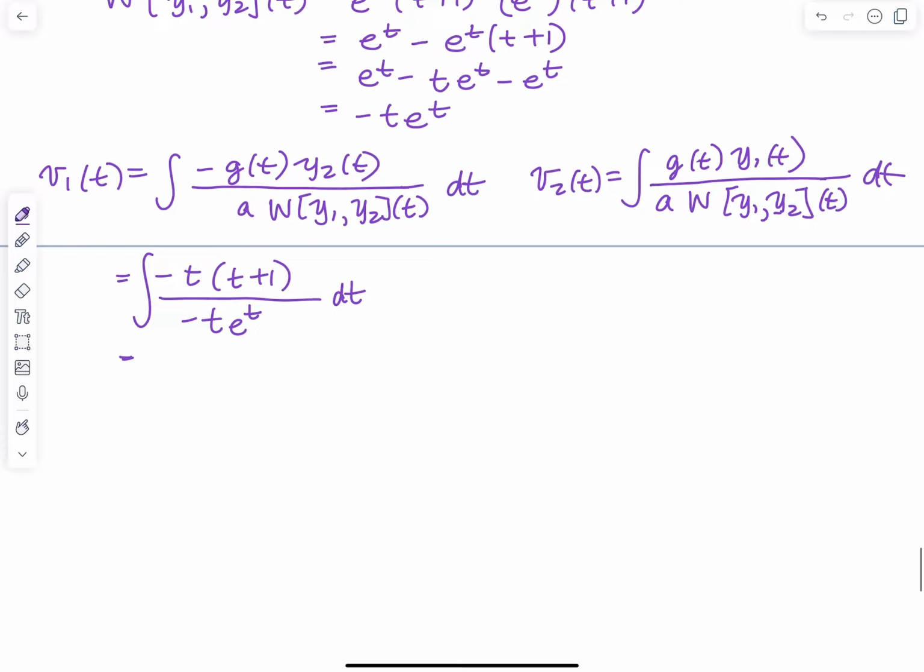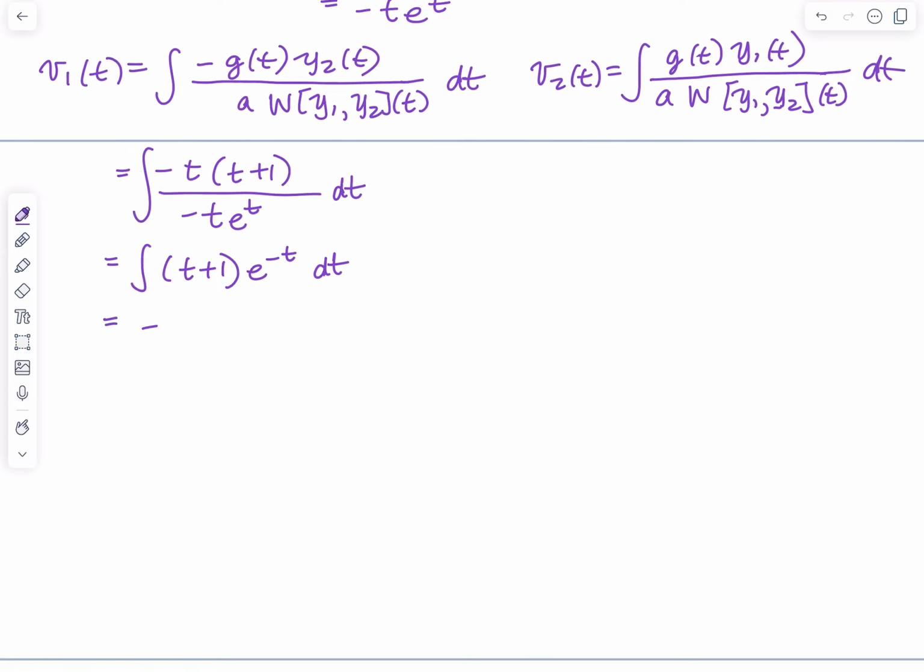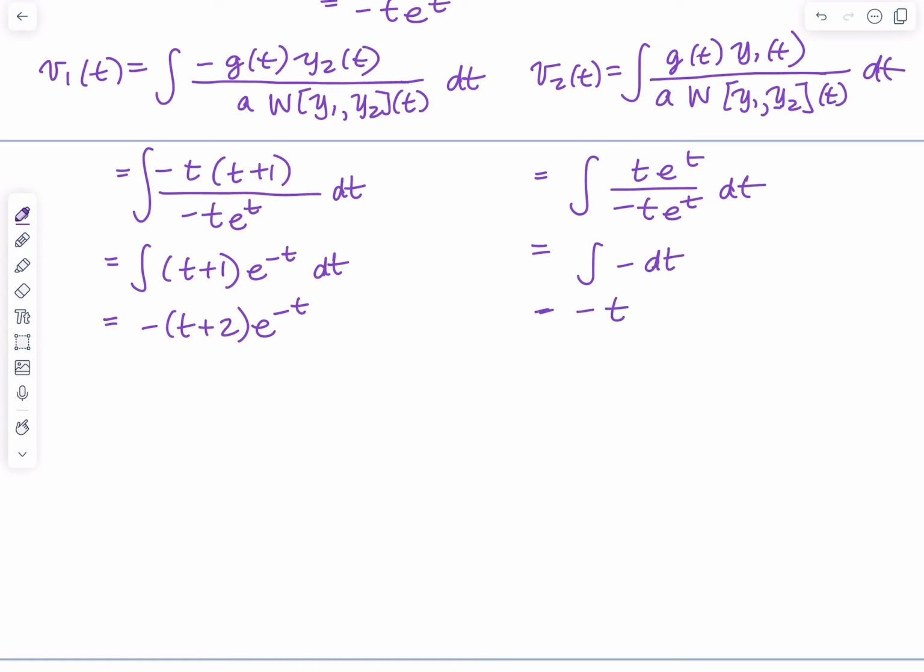And let's go ahead and compute that. That would be the integral of t plus 1 multiplied by e to the negative t dt, and that is the opposite of t plus 2, e to the negative t. Let's do the same for v2 of t. We would have the integral of t, e to the t divided by the opposite of t, e to the t dt. Of course, we're just integrating negative 1, and we come up with the opposite of t.